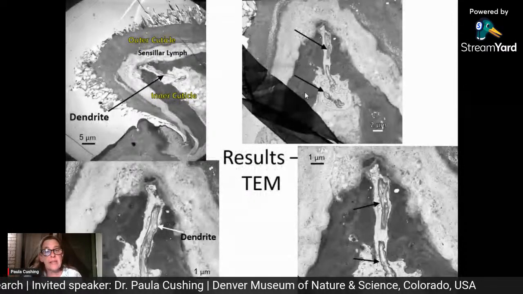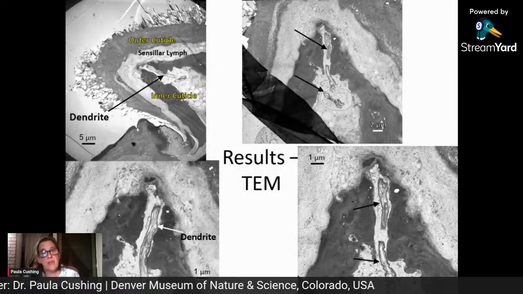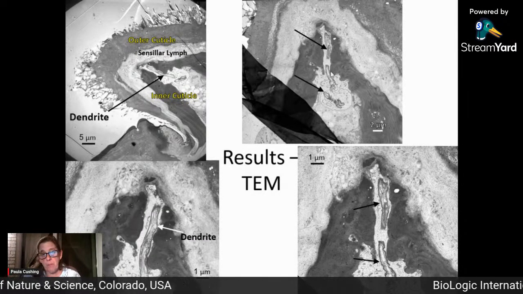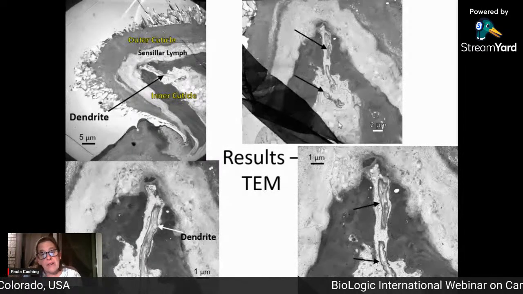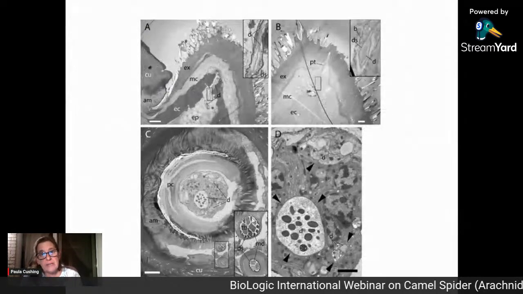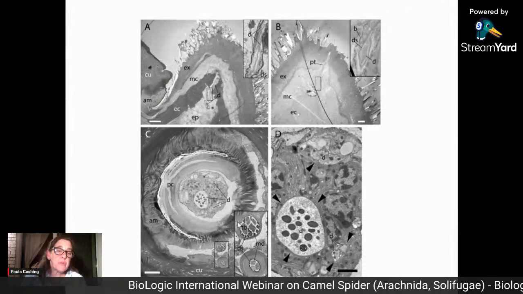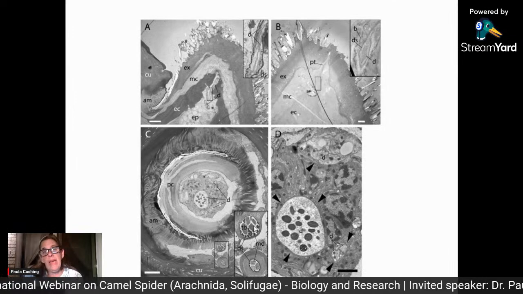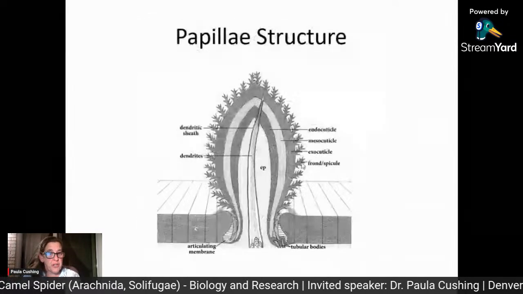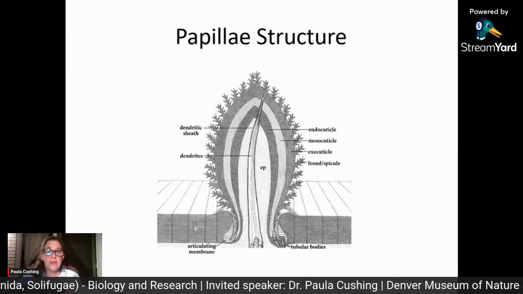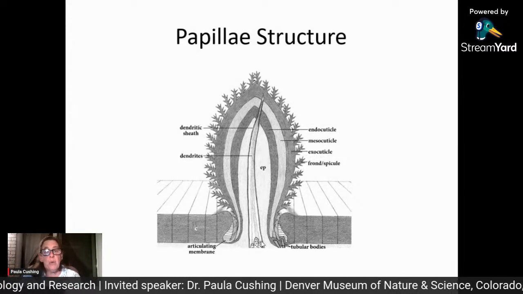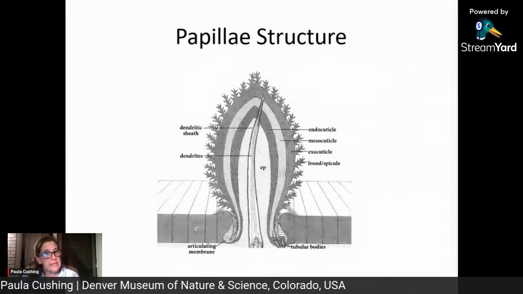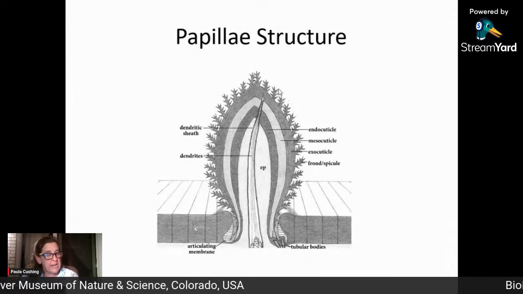What we found is that we did find evidence that there were dendrites, there were nerves that extended through the shaft of the papillae. We found evidence of these tubular bodies that are characteristic of mechanoreceptors at the base of the papillae. And this is what we think the structure looks like. We think that it has a dendrite that extends through the shaft. We think that it has tubular bodies at the base. We saw pores in the openings to these little branches.